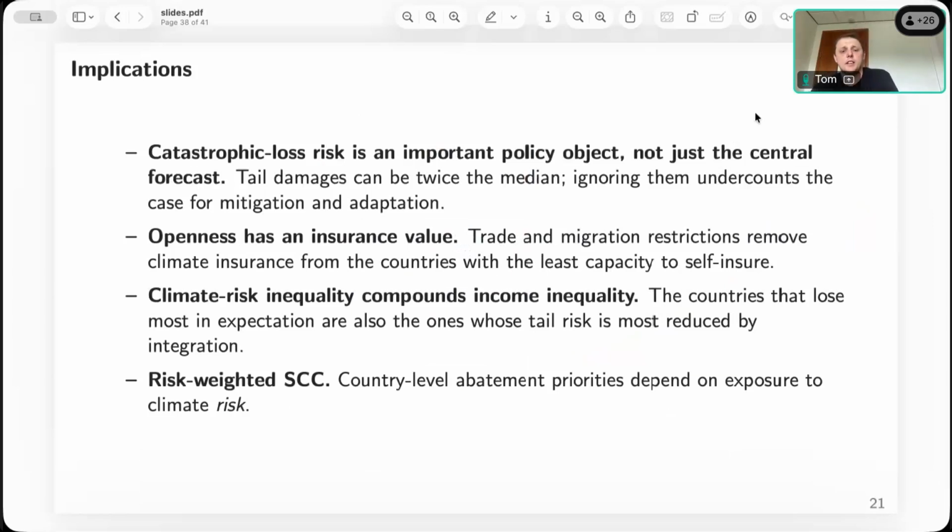We find that climate risk inequality actually compounds income inequality. So the countries that are most likely to be extremely damaged by climate change are often the ones where the tail risk is most reduced by integration.